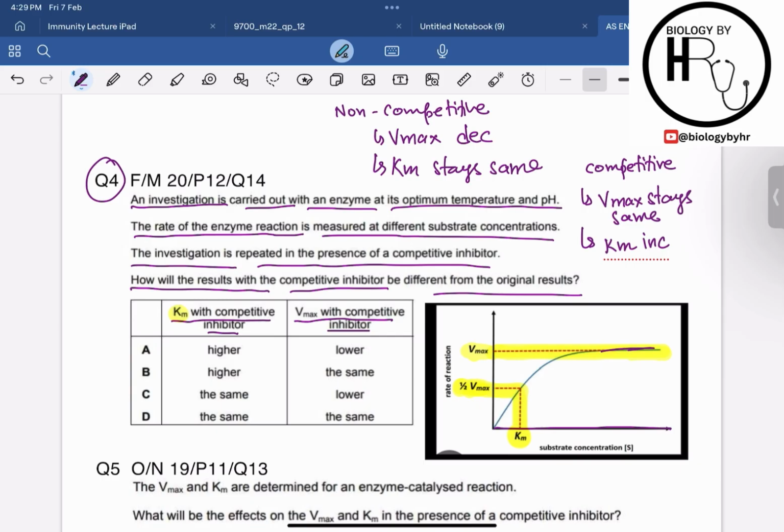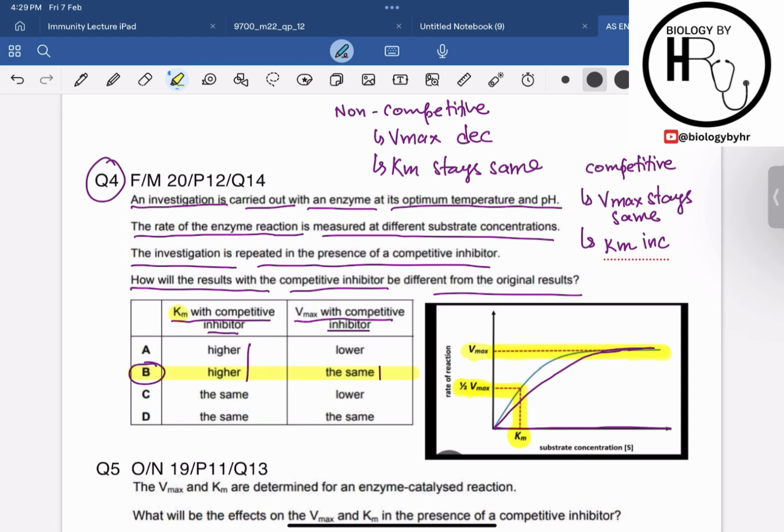So what can be the correct answer over here? In the competitive inhibition, the Km will increase, it will become higher, and the Vmax will stay the same. The maximum rate of reaction will stay the same, but the Km will increase. So hence the correct answer over here would be option B. The Km will become higher and the Vmax will stay the same.